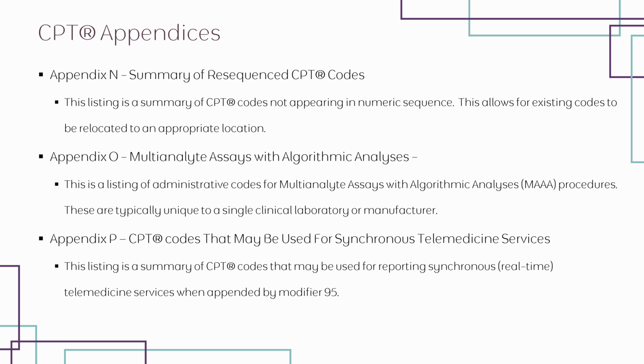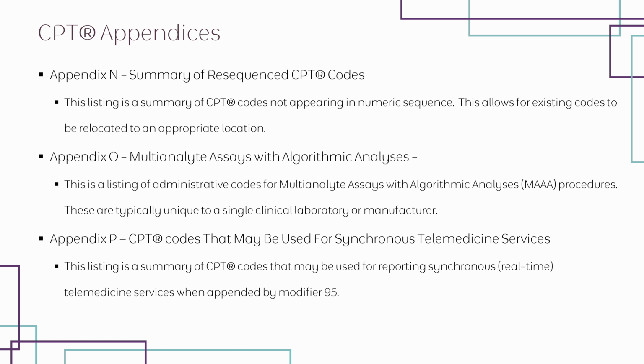Appendix N contains a listing of CPT codes that have been resequenced. So we've discussed the resequencing codes earlier. Occasionally, codes are modified or new codes are introduced that, for organizational or content reasons, do not fit into the normal numeric sequence of the code book. Instead of resequencing the entire code set, these codes are assigned a number that falls outside of their expected position. Appendix N allows you to easily locate and identify these resequenced codes to ensure that you are using the most accurate code placement.